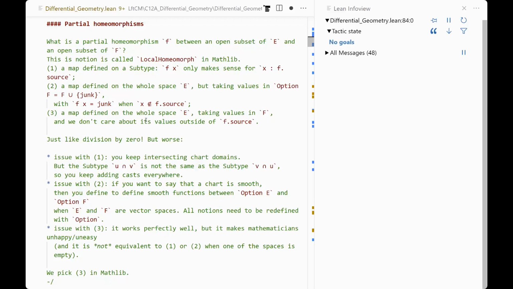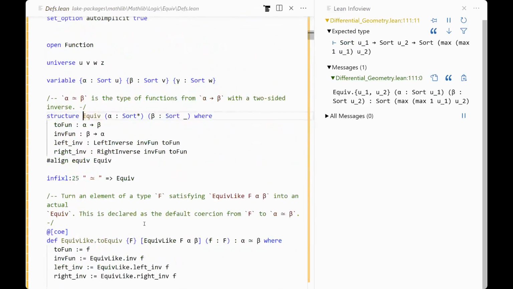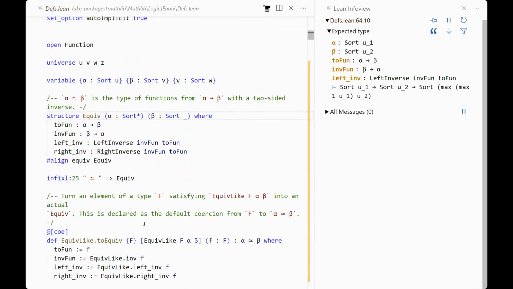And it works perfectly fine, but mathematically it's a bit unsatisfying because, of course, the equality of two local homeomorphisms is now not the right notion anymore because it depends on the values outside the source and the domain. So how this looks in Mathlib is, I don't know if you've already seen this Equiv. So Equiv is just a bijection with an explicitly chosen inverse. So an equivalence between two types is just functions back and forth, and they are two-sided inverses of each other.